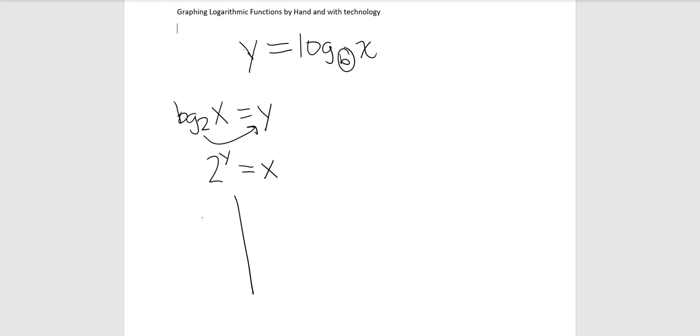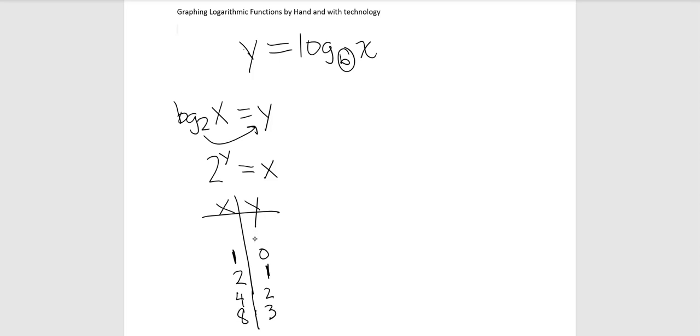Now let's think through possible values. 2 to the y power. So let's start with a y value of 0. When I have a y value of 0, 2 to the y power equals an x value of 1. When I have a y value of 1, 2 to the first power is 2. I have an x value of 2. 2 to the second power is 4. 2 to the third power is 8.